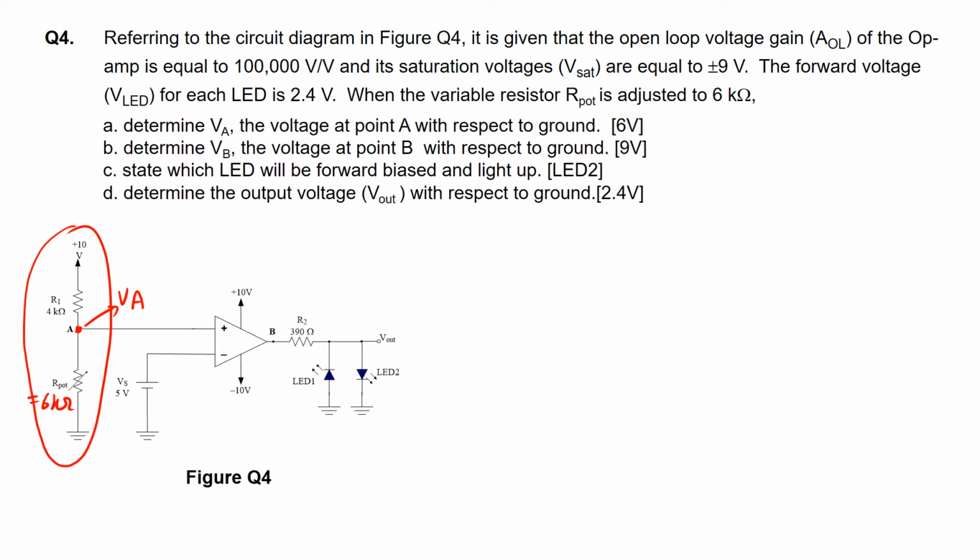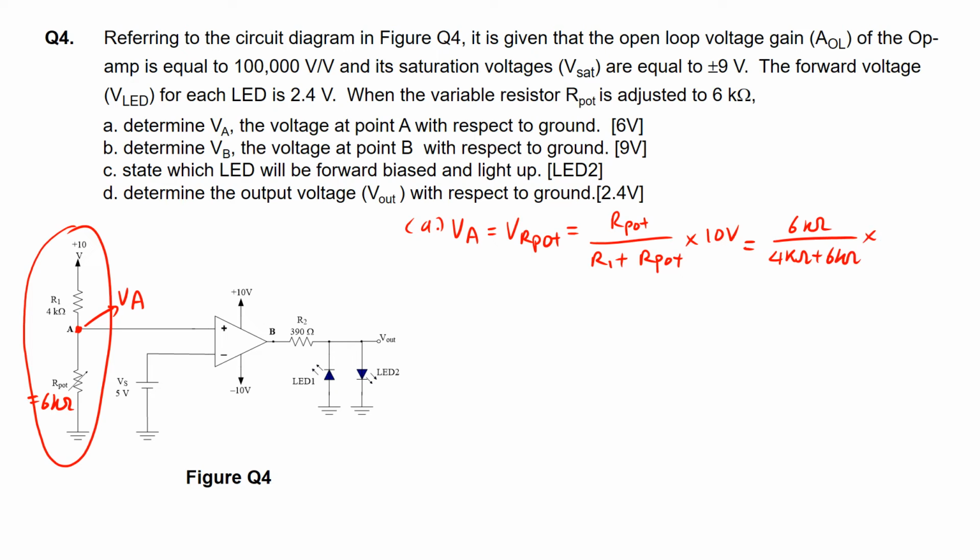To find out what VA is, notice that the voltage at point A, VA, is also the voltage across the R port variable resistor. So by the voltage divider rule, VA is R port over R1 plus R port, multiplied by 10 volts. So we will have 6 kilo ohms over 4K plus 6 kilo ohms, times 10 volts. This will give us a value of 6 volts for VA.